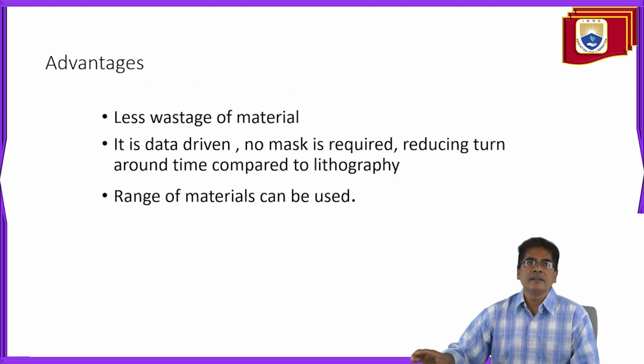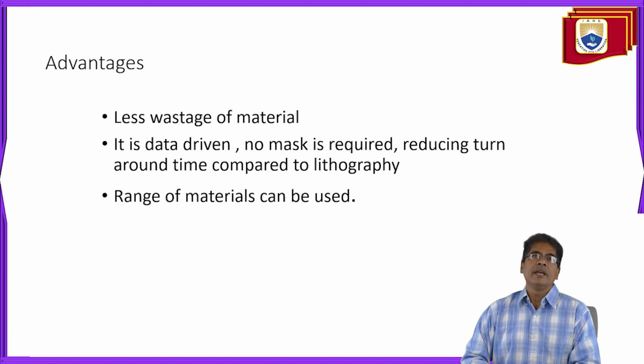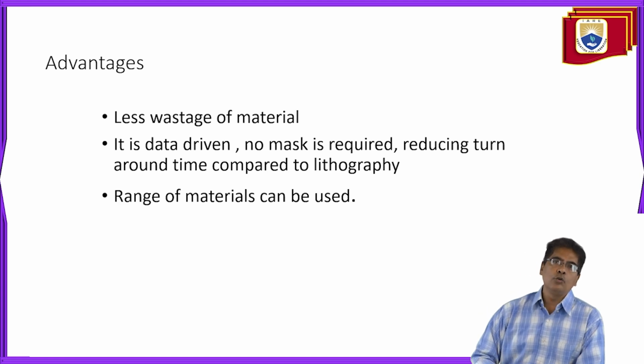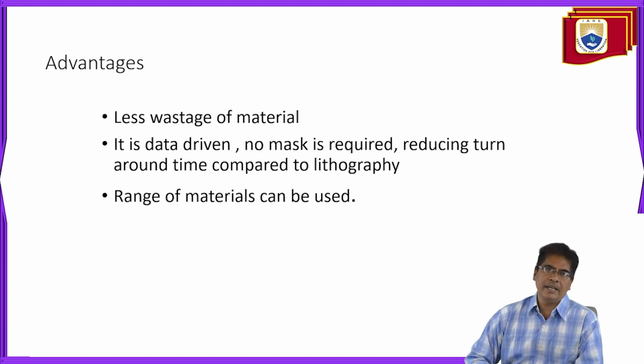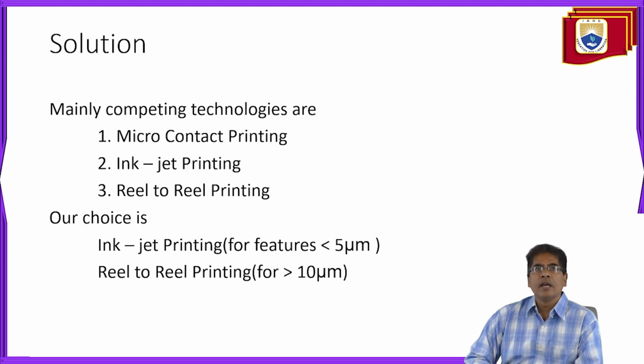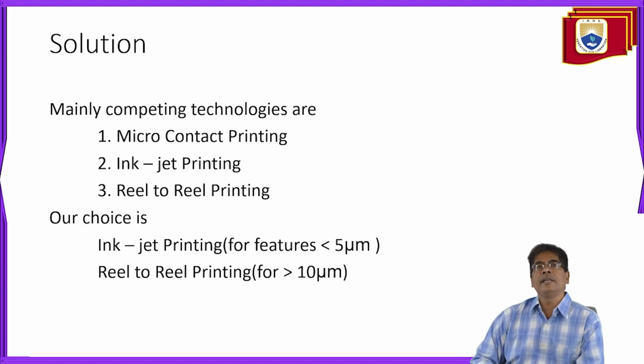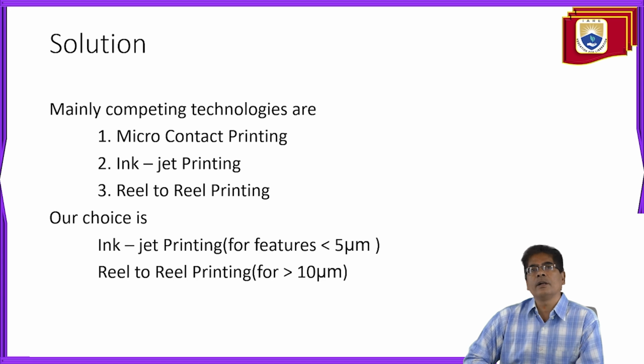And the advantages: less wastage of material. It is data driven, no mask is required, reducing turnaround time compared to lithography. A range of materials can be used. The main competing technologies are micro contact printing, inkjet printing, and reel to reel printing. Our choice is to go for inkjet printing, whose feature size is less than a micrometer, and reel to reel printing for greater than 10 micrometers.